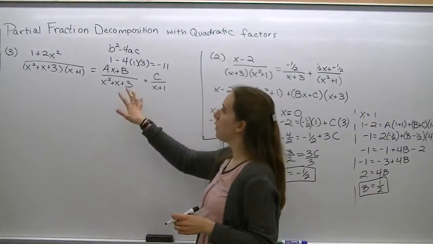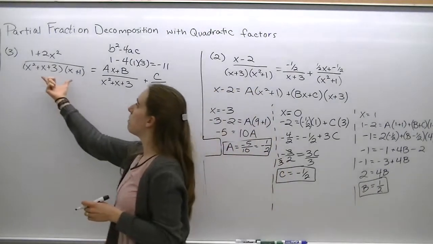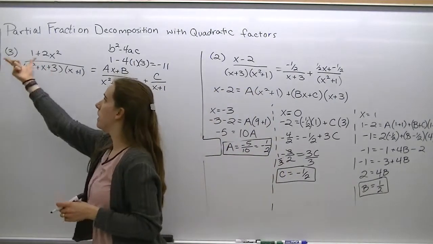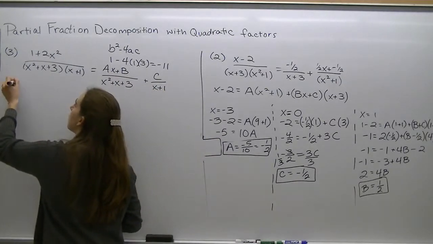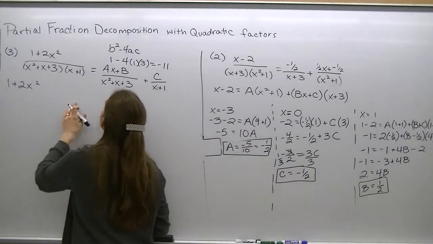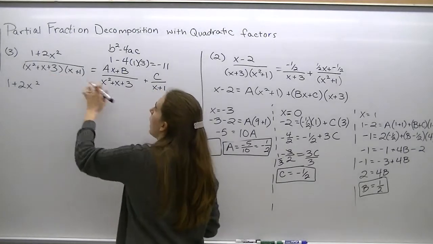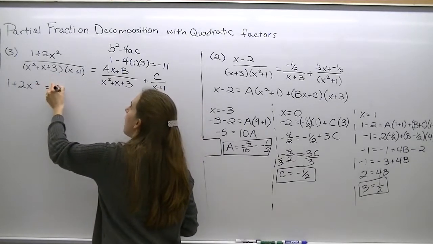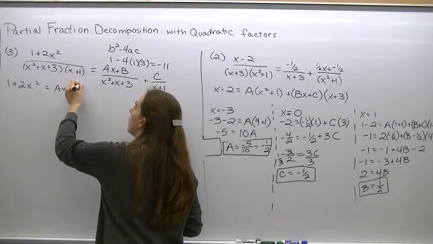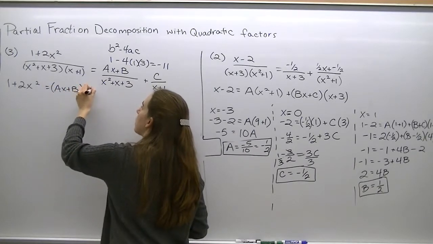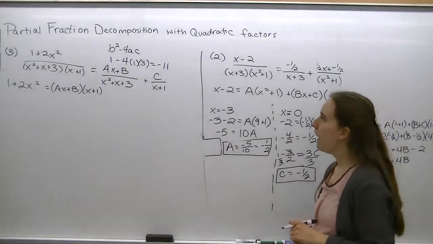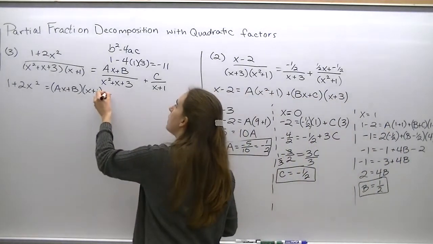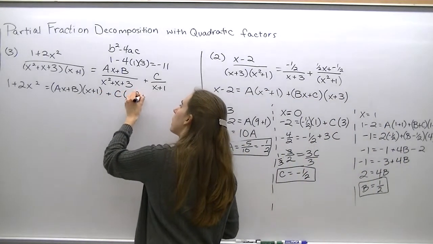So let's now go through and create our polynomial. So I'm going to multiply by this times each fraction. So here it'll cancel, I'll end up with 1 plus 2x squared. Here, my quadratics will cancel, so I'll end up with ax plus b all times x plus 1. And then here, I'll be left with c times my quadratic.